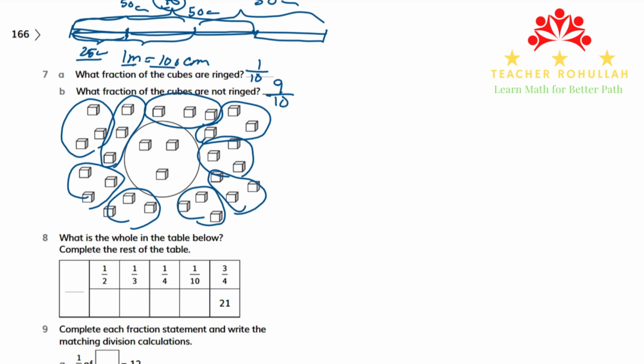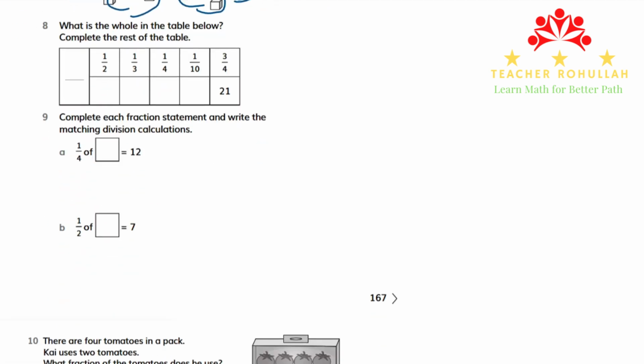Let me scroll down to move to question 8. In question 8, it says, what is the hole in the table below? Complete the rest of the table. So hopefully the answer to one of them is given here, and by this answer we can find the answer to all other parts.